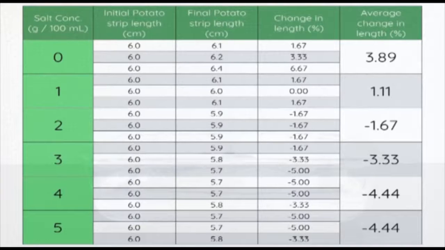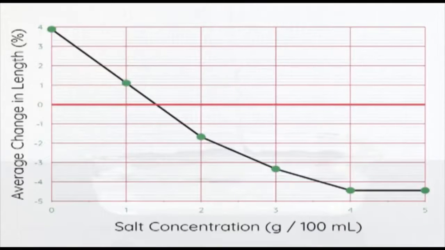When we put these values on the graph, we can find a downward curve. The y-axis of the graph shows the average change in length in percentage, and the x-axis shows the salt concentration. The data from this graph shows that at low salt concentration, the average change in length of the potato strip is increased. For example, when the salt concentration is 1 gram per 100 milliliter, the percentage of the average change in length of the potato strip is 1.